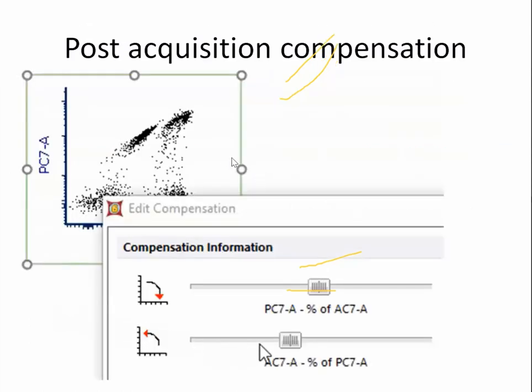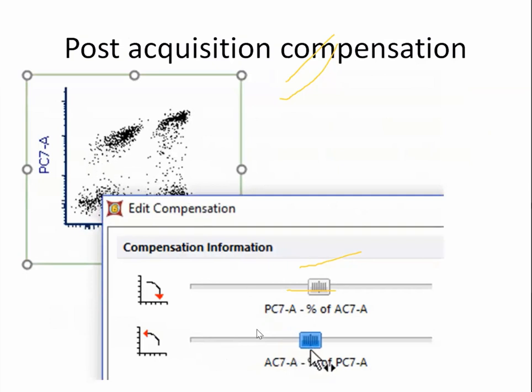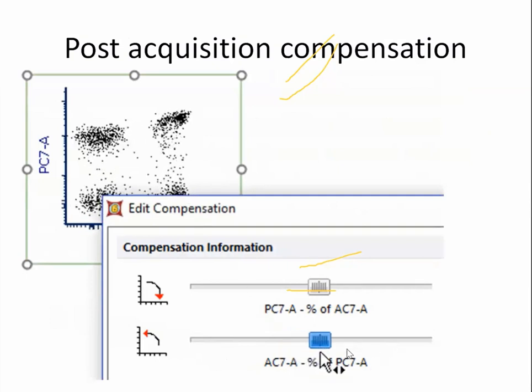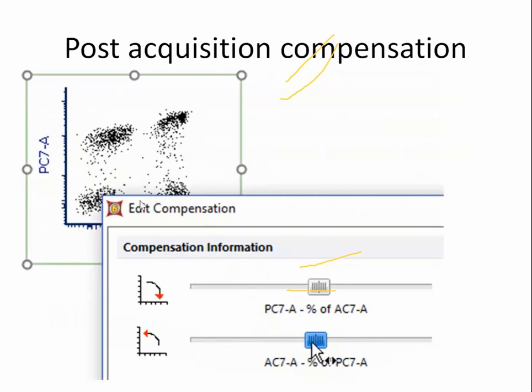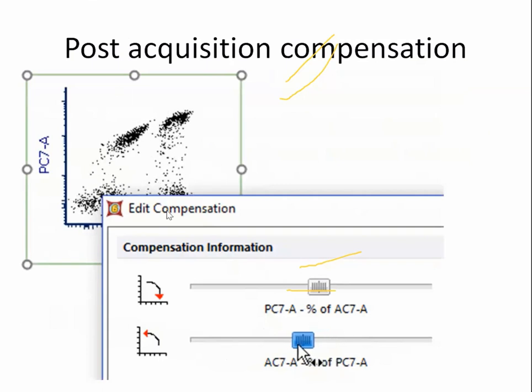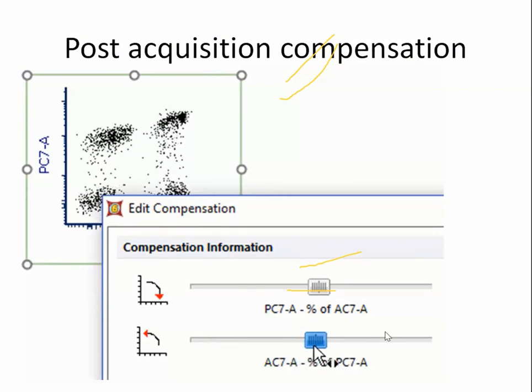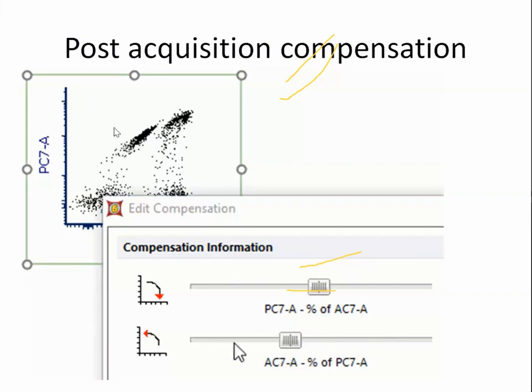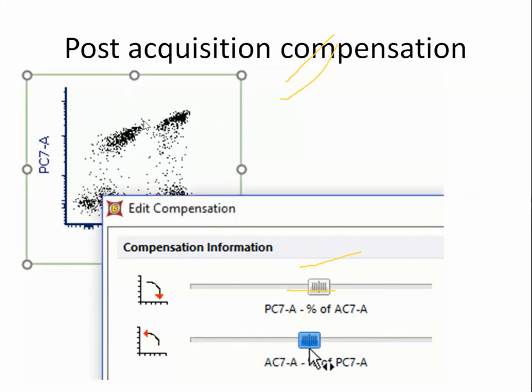So this is how we do this. Now this is uncompensated data, and during analysis, I'll be adjusting the compensation values like this so that it gets correctly compensated. See, this is uncompensated. During my analysis, if I find data like this, it's uncompensated. Now I adjust my compensation so that it gets adequately compensated. This is called post-acquisition compensation.